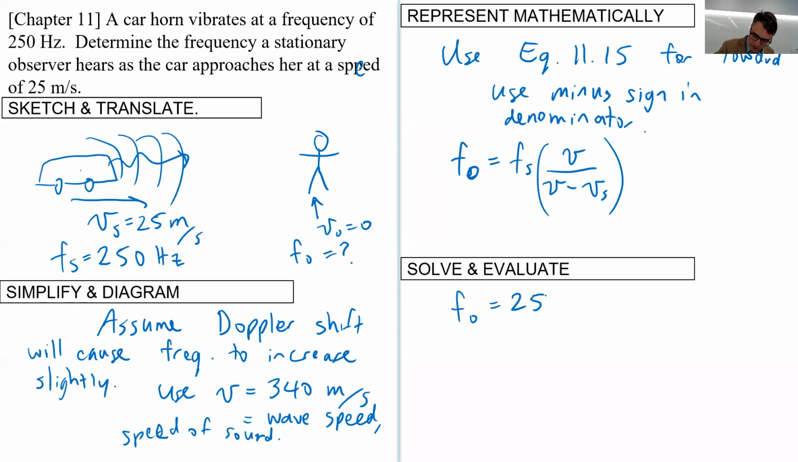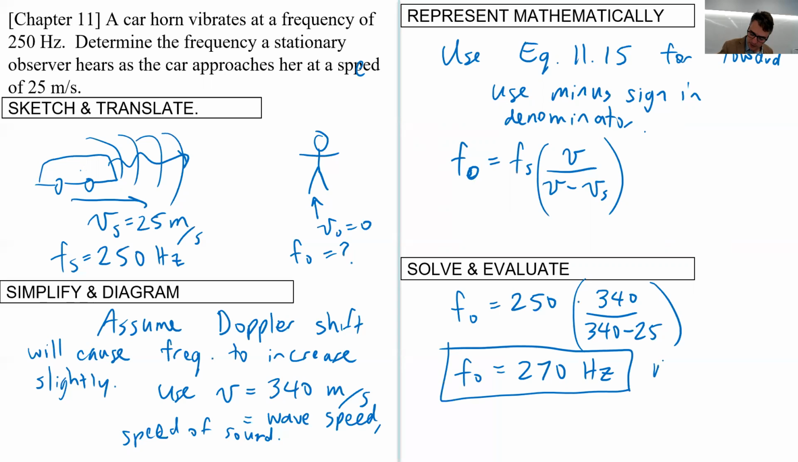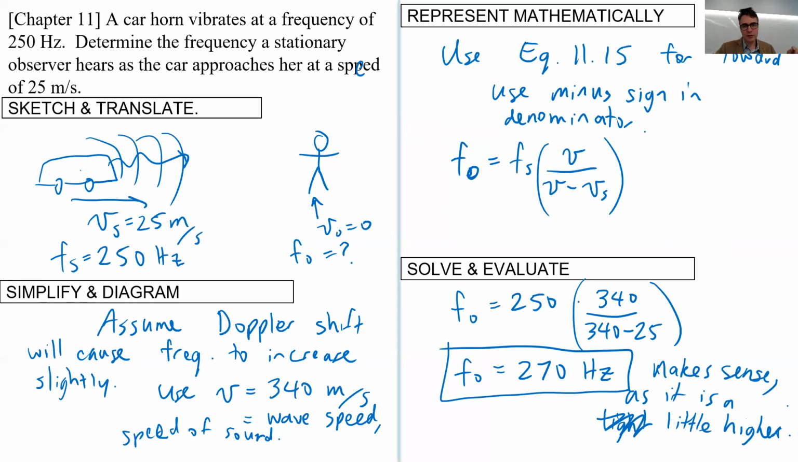So you start with the 250 hertz and times it by 340 divided by 340 minus 25. And I got 270 hertz as the observed frequency. And again, it makes sense as it is a little higher. A little higher pitch because the horn is coming towards her. Okay, that's it. And I'll just post that as a supplementary YouTube video.